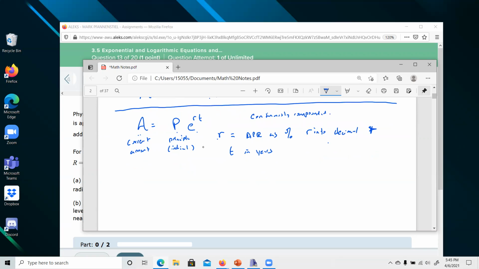But this is the formula for compound interest. This is one you have to remember. Continuously compounded interest, you have to know this formula.